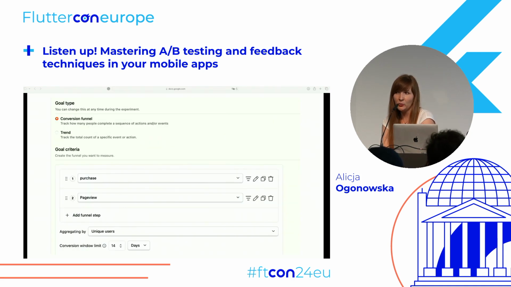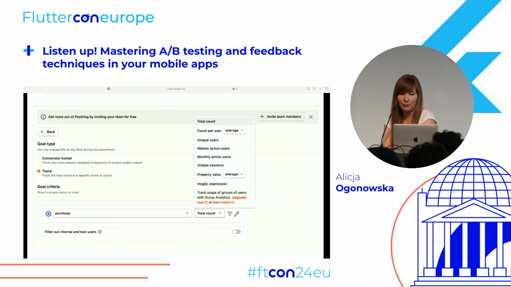And in here, you already have a more complex way to measure your goals. For example, you can set up a conversion funnel. So not only track one event, but create a funnel that reflects your business case in a better way. Or you can just set up a goal criteria for just one event, but you can still target it and add some other metrics as well. So this is already more advanced than in Firebase A/B testing.